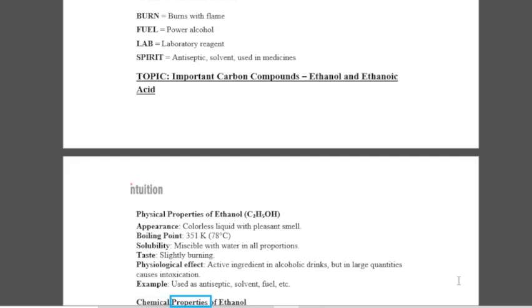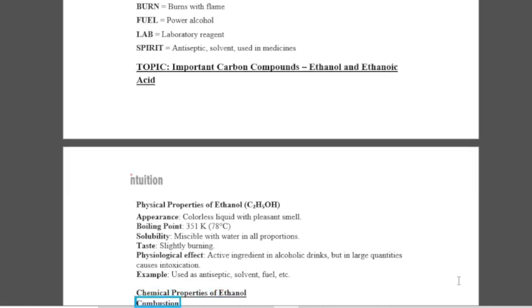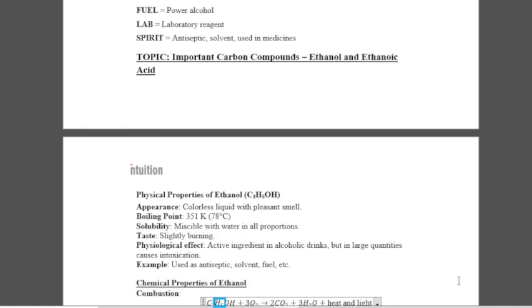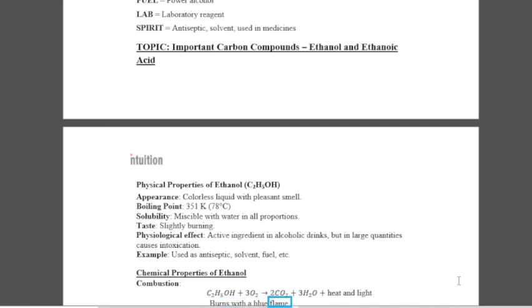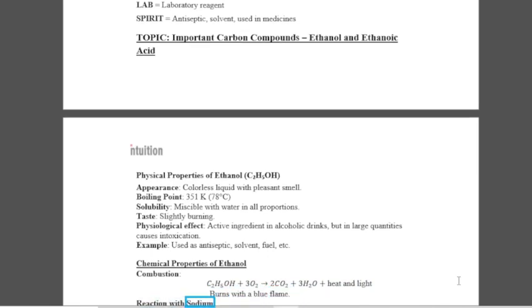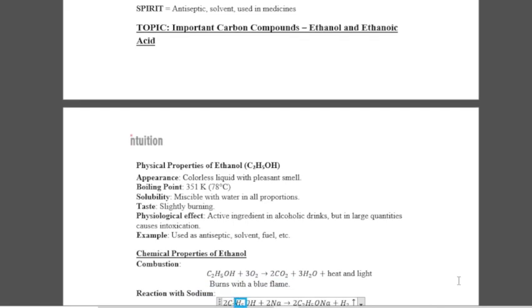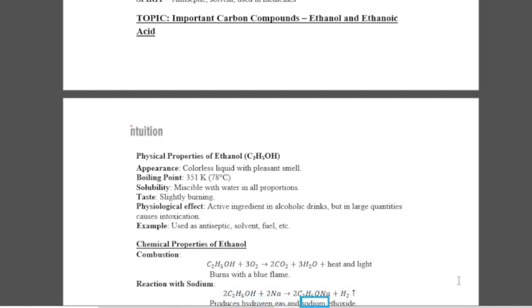Chemical properties of ethanol. Combustion: C₂H₅OH plus 3O₂ goes to 2CO₂ plus 3H₂O plus heat and light. Burns with a blue flame. Reaction with sodium: 2C₂H₅OH plus 2Na goes to 2C₂H₅ONa plus H₂ gas. Produces hydrogen gas and sodium ethoxide.